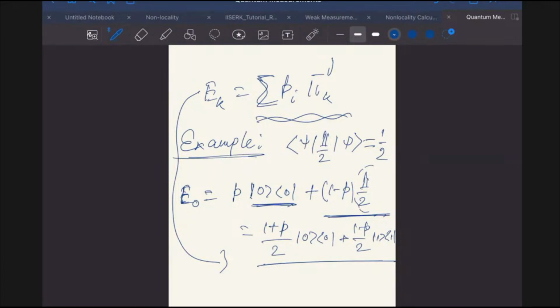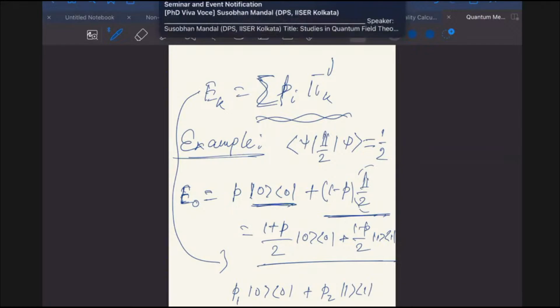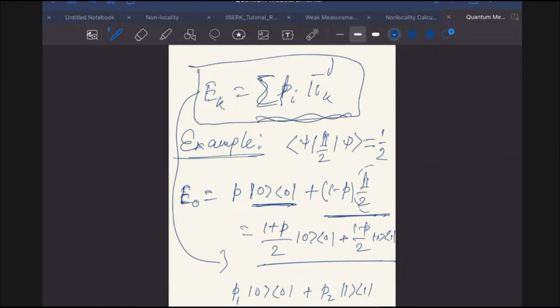But one can construct a more general spin POVM also, more general meaning P1 |0><0| plus P2 |1><1|, when P1 plus P2 equals 1. Obviously, P1 plus P2 should equal 1. Yes, one can construct that. So with this equation, for any probability, as long as you satisfy the properties of a projector, you will form a POVM. For any combination, it will give a valid probability for the state.